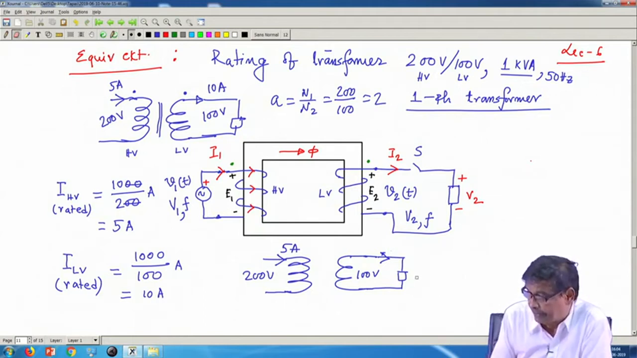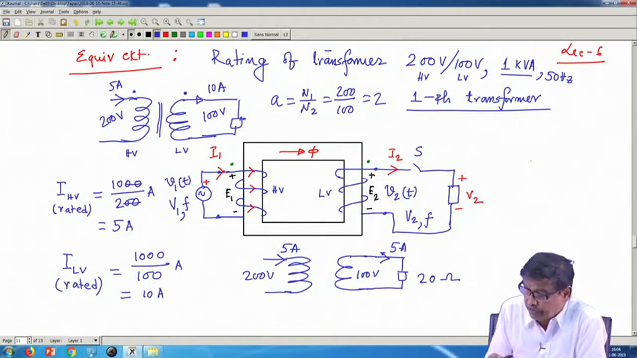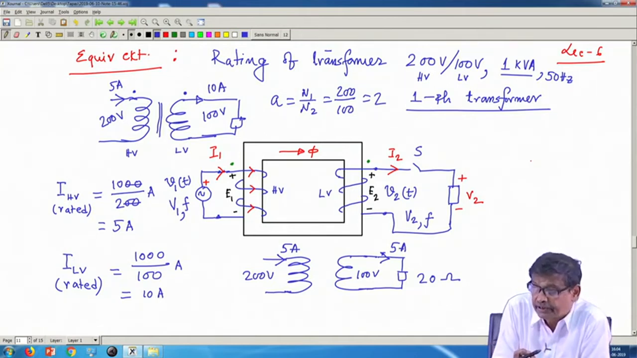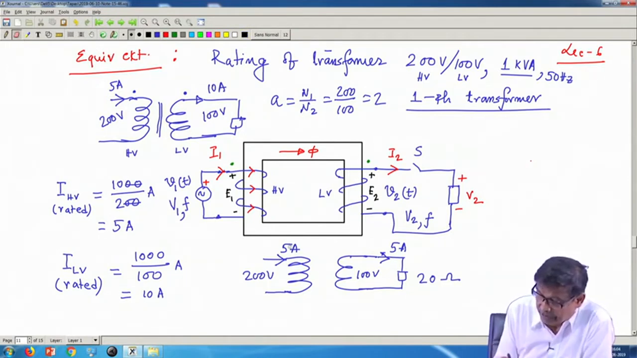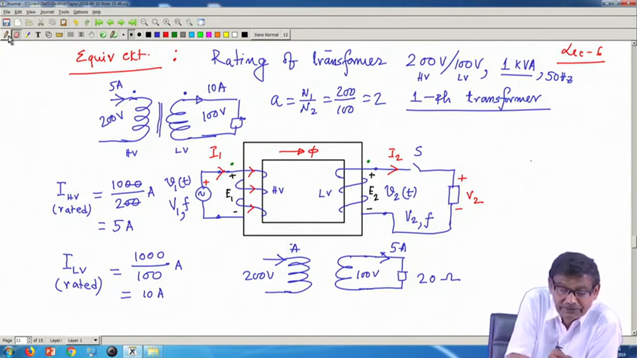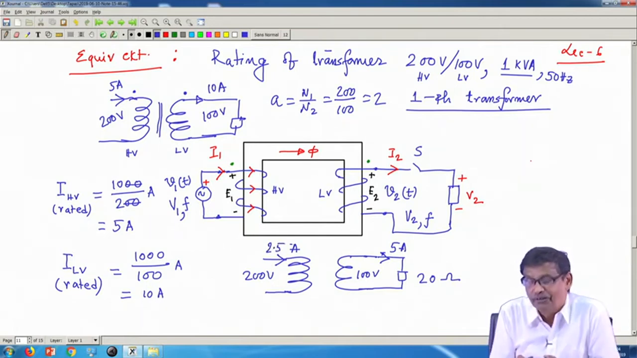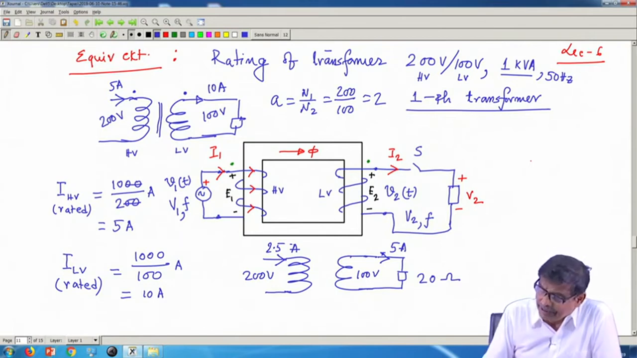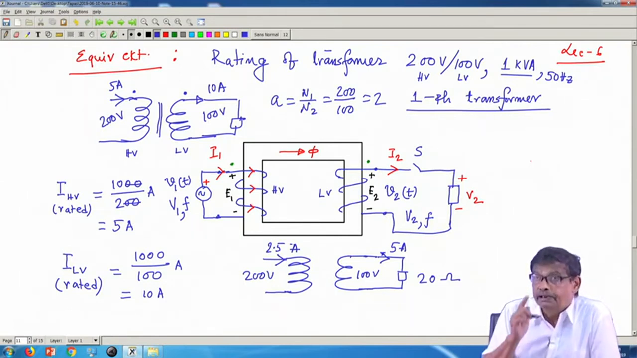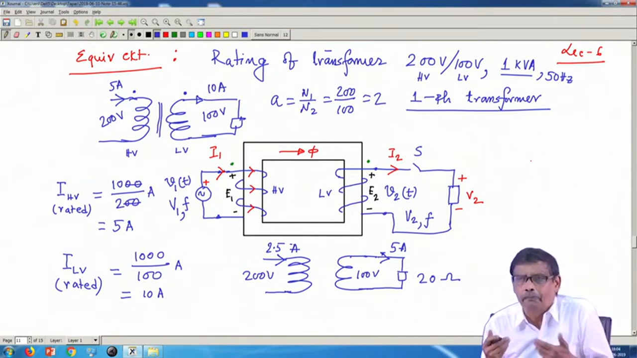Suppose somebody connects a 20 ohm impedance here, then this current will be 5 ampere, and it is well below the rated current, so it is allowed. But if it is 5 ampere, this current will become 2.5 ampere, because it will always be half. So, several simple but important things should always be playing in your mind.